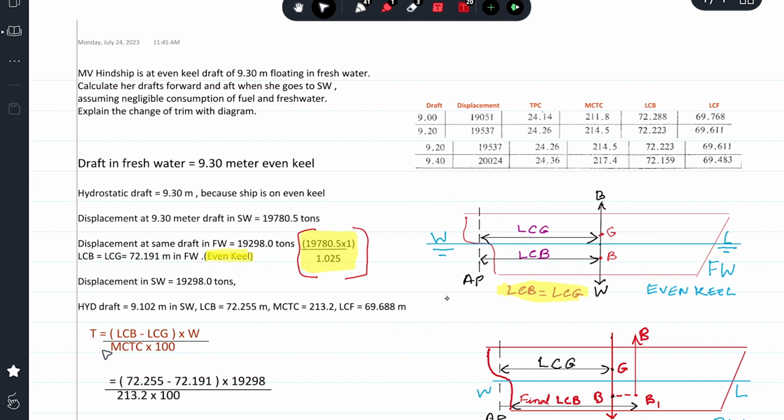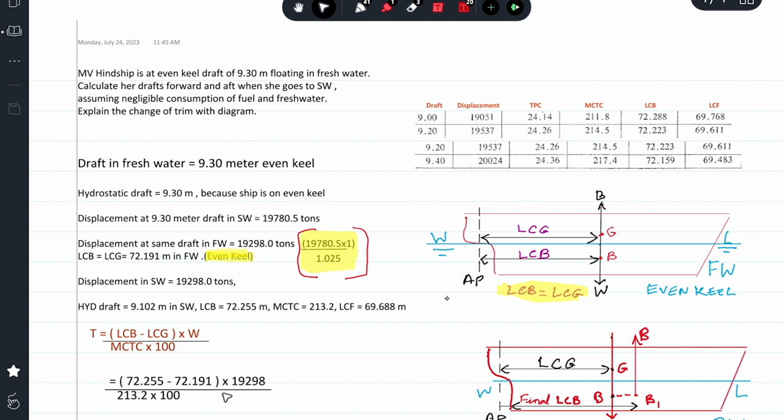Now final trim is given by LCB minus LCG into final displacement upon MCTC into 100. LCB is 72.255. LCG also remains unchanged. That is a concept. Why? Because we have not moved any weights after departure. Upon sailing from the dock, the LCG, which was equal to LCB, was 72.191. No weight has been moved after that. So the ship's center of gravity LCG will also remain unchanged.